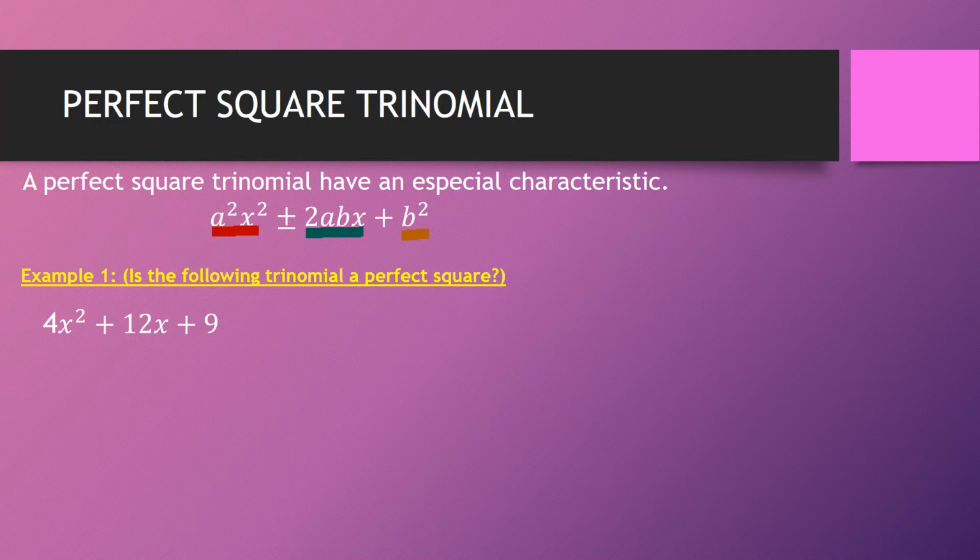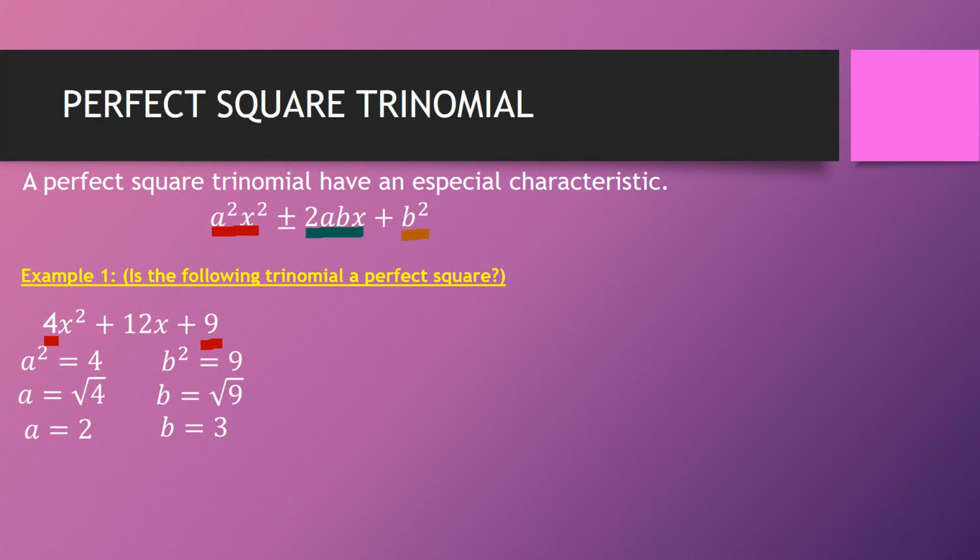The first term, the term with x squared, this number has to be a perfect number. Now, we get the number 4. a squared is 4, and the square root is 2. Then 4 is a perfect number. In the same way, I select the number 9, the constant term. b squared is 9. The square root of 9 is 3. Now, 9 is a perfect number.